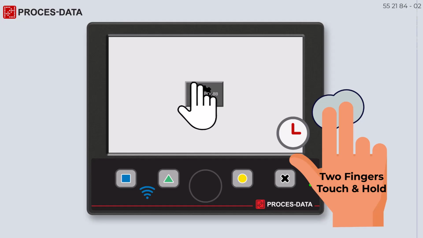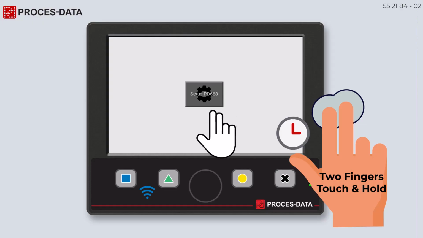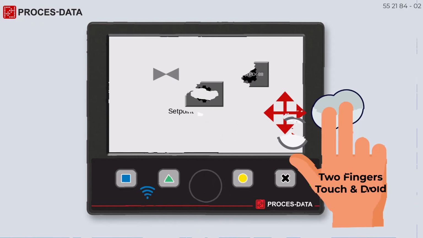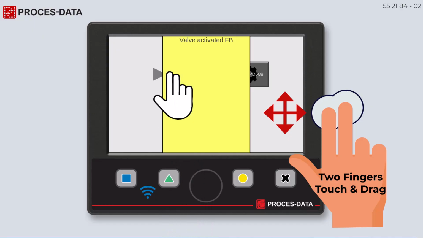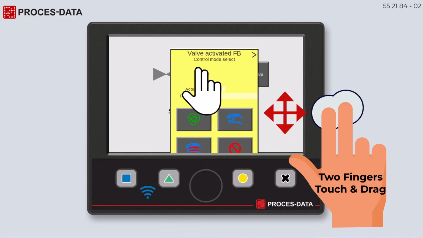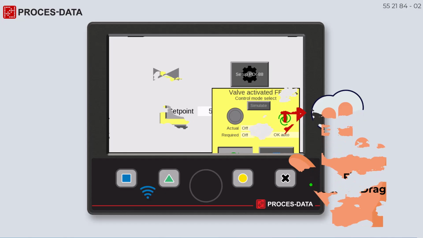Two-finger touch and hold. Touch the screen with 2 fingers in a view and hold for more than 1 second. This will close the view. Two-finger touch and drag. Touch the view with 2 fingers and move both fingers to move the view. Release both fingers simultaneously to place the view in the new position.